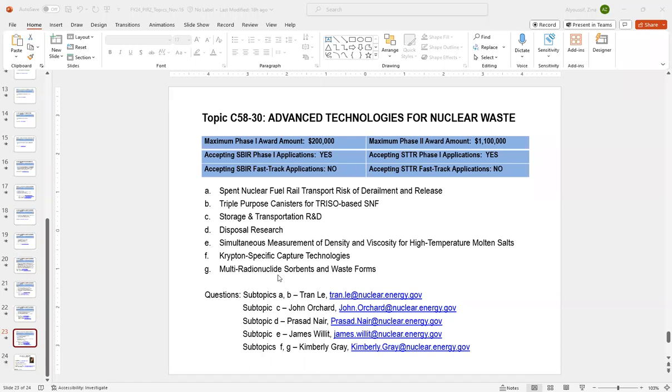Some of the deliverables expected would be computer-aided drawings, schematics of the triple purpose canister, and 3D drawings that show the design of the internal and external components, as well as the canister being placed inside a transportation overpack and inside a storage overpack. In addition, a rough order of magnitude cost estimation for the triple purpose canister system will need to be developed.